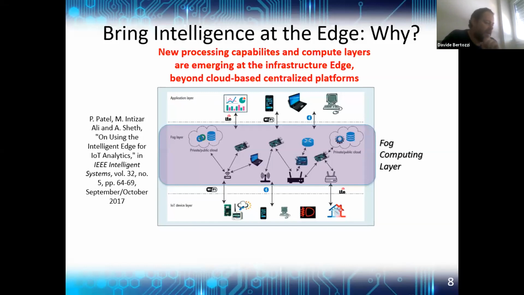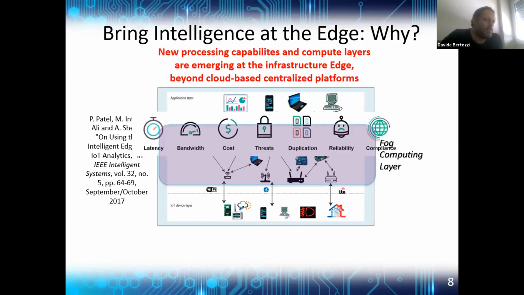Typically, the set of devices that lie halfway between IoT devices and the cloud are indicated as the fog computing layer. And in this picture, we can see an example of a fog computing layer from an important paper published in 2017 in IEEE Intelligent Systems.